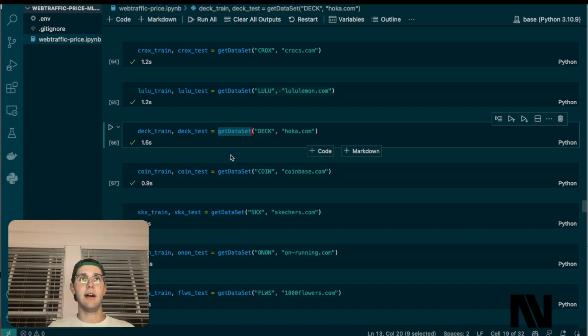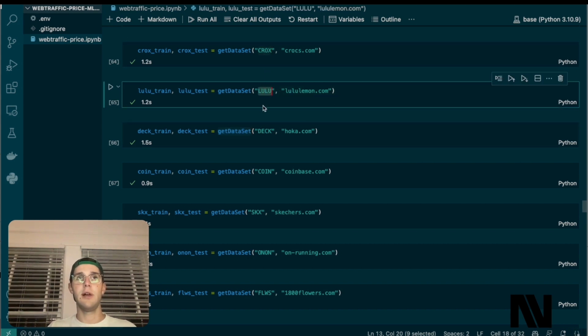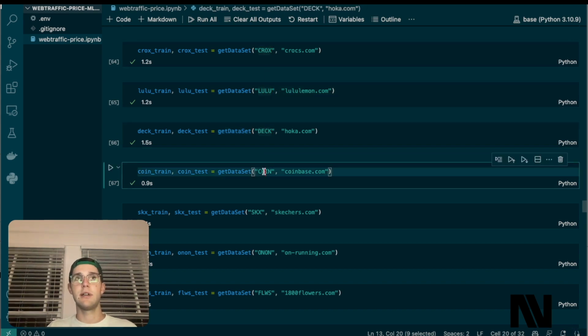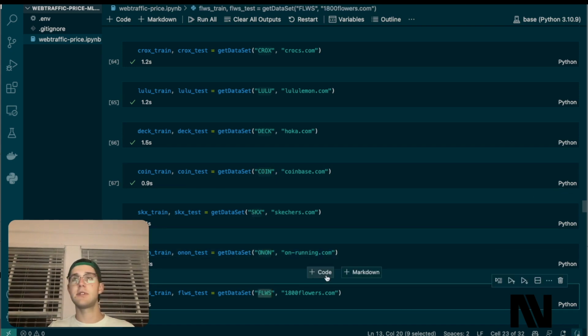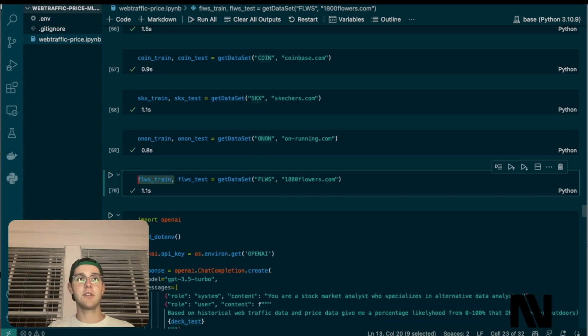And then that is for different companies. So here I have Crocs, Lululemon, Decker Outdoors, Coinbase, Skechers, On Running, and Flowers. These are all companies that are pretty online focused. So that's why I chose these companies for ChatGPT to analyze. And all I did was turn these into data sets. So this is just the raw data. This is just the value over time of the price and the web traffic.